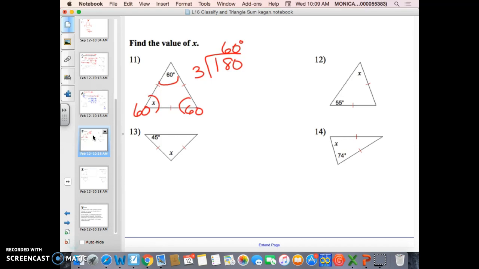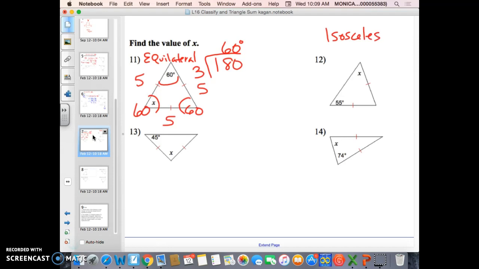So if I said that this side length was 5, this side length would be 5, and this side length would be 5 as well. Let's look as well at number 12. Okay, number 12, this is an isosceles. So let's remember this is called equilateral. Now this has 2 marked sides. So this is what we call an isosceles.